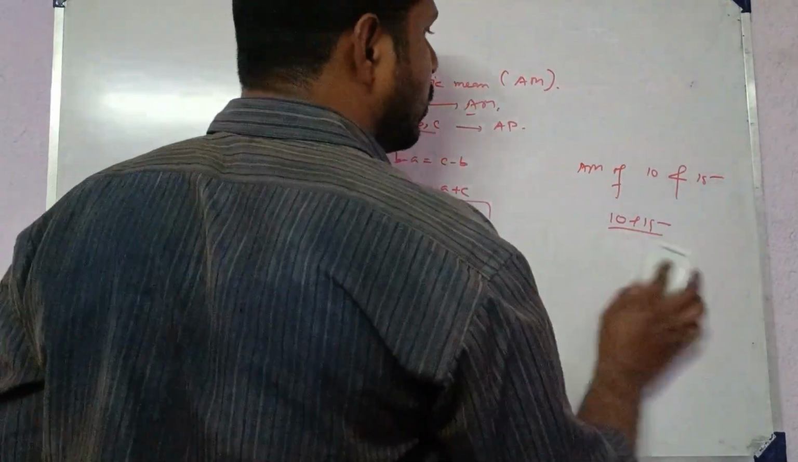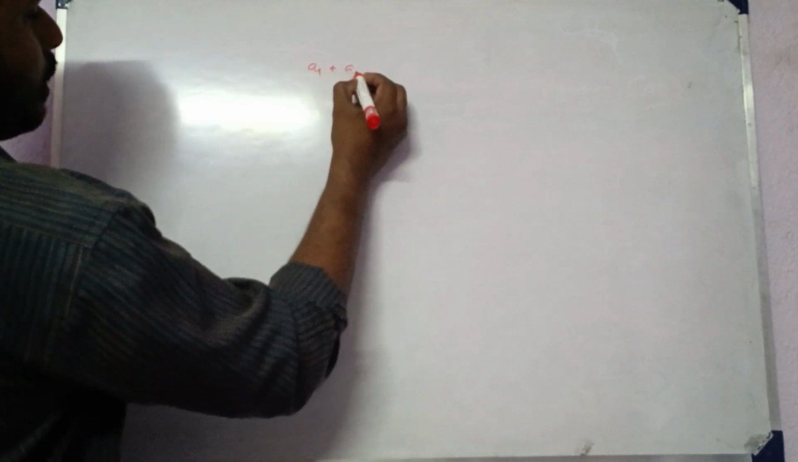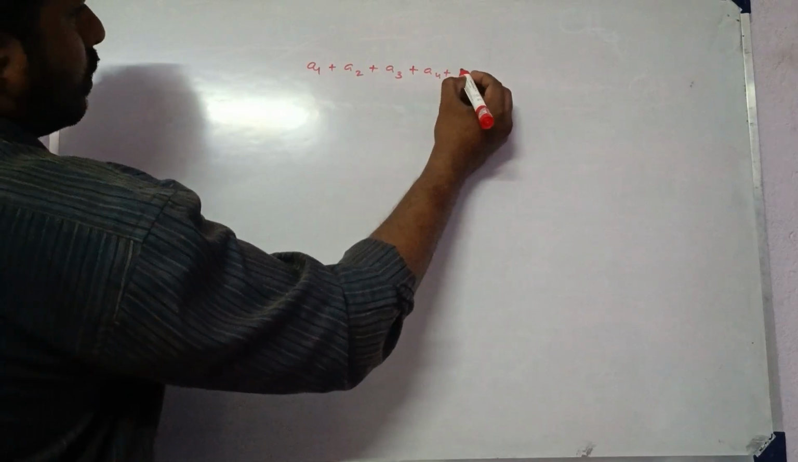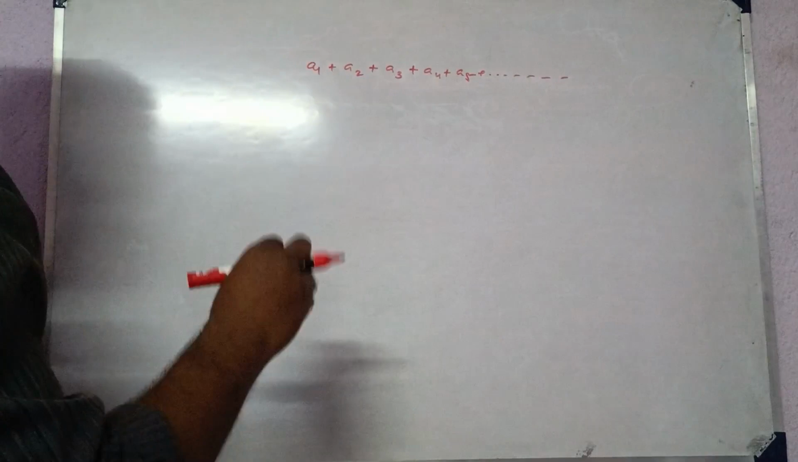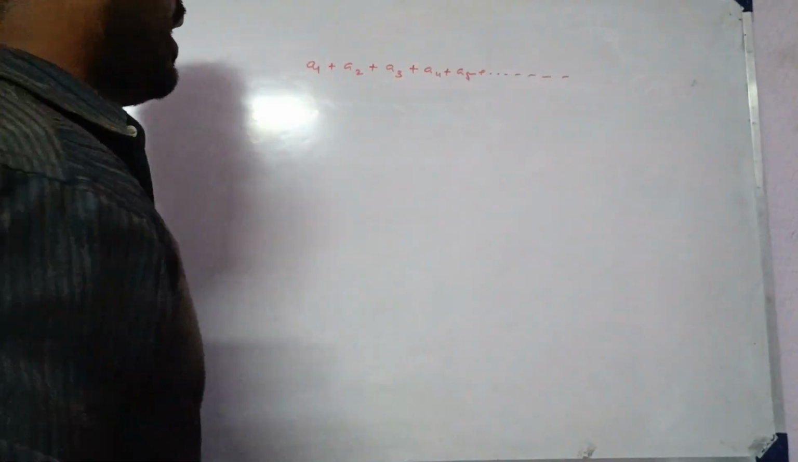Now we will get accustomed to some notations. Suppose a sum is given, A1 plus A2 plus A3 plus A4 plus A5. Let's suppose it is not an AP, it's just some terms and they are getting added.